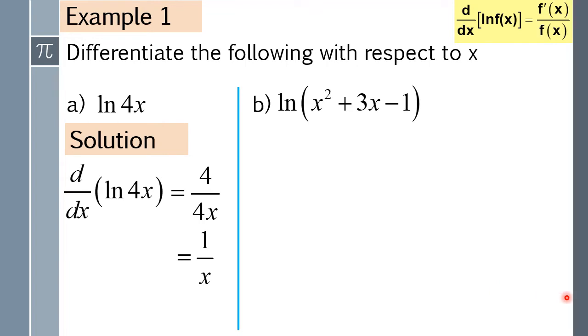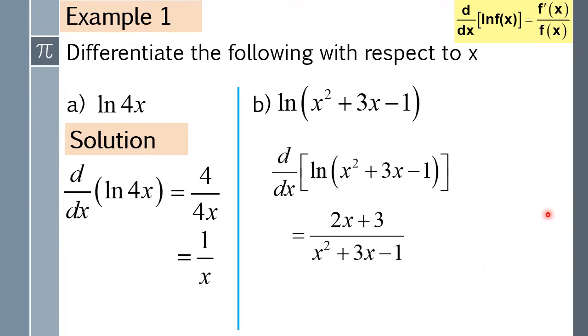B. ln(x squared plus 3x minus 1). The same way, we want to differentiate this, so we put d/dx ln(x squared plus 3x minus 1). The whole function in the bracket we put to the bottom. Then we differentiate it, we get 2x plus 3.